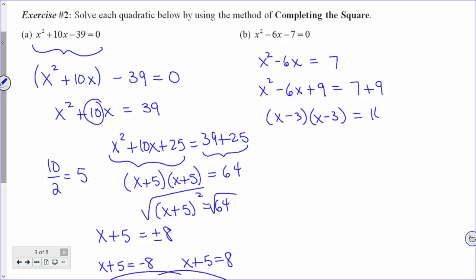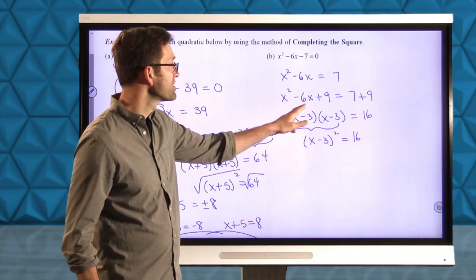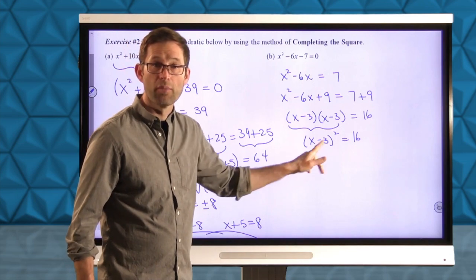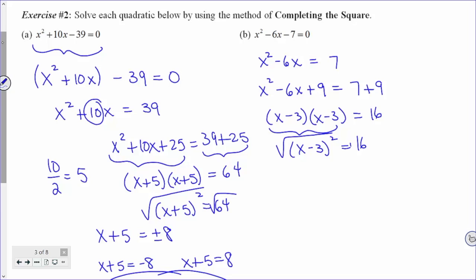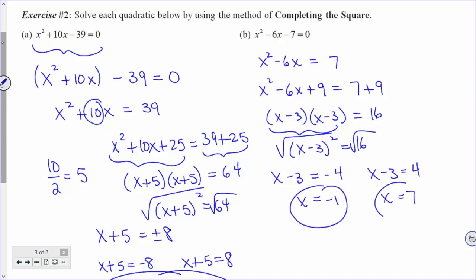All of this is 16. This, of course, then is x minus 3 squared. That's really the whole point. The whole point is that x squared minus 6x plus 9 can be written as a binomial squared. Now, to finish it all off, I'll take the square root of both sides, and I'll get x minus 3 is equal to negative 4, x minus 3 is equal to positive 4, x is equal to negative 1, and x is equal to 7.